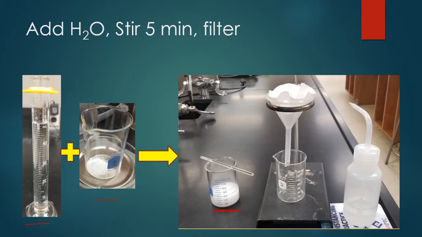This is what the gravity filtration setup looks like. We have our ring stand with our funnel, and we have placed the filter paper in the funnel to catch the sand. Notice I have a bottle of deionized water nearby to help with the transfer. I've also placed beaker 2 underneath the funnel to catch that sodium chloride aqueous solution so that we can later boil off the water and get the sodium chloride in its solid form again.